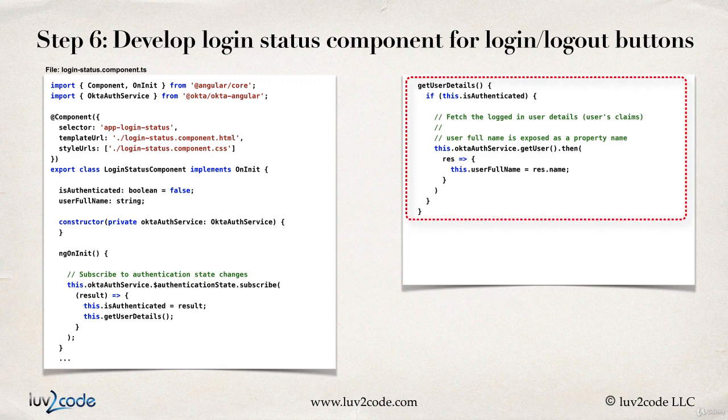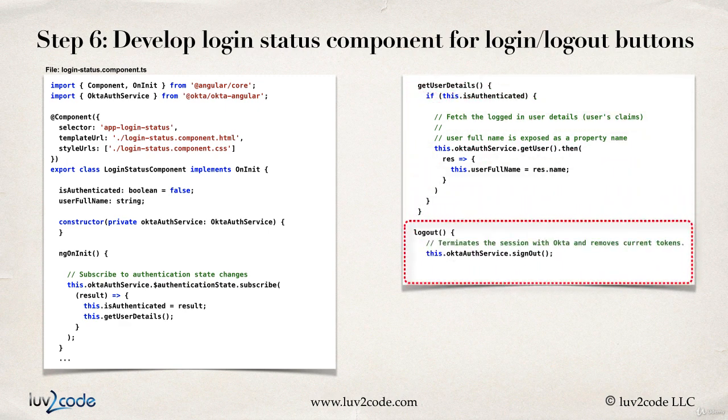And we check if this.isAuthenticated, then we'll fetch the logged in user's details, their claims, and the user's full name is exposed as a property called name. So here we'll say this.oktaAuthService.getUser().then. Once we get a response, we'll say this.userFullName equals the response.name. And then also at the bottom here, we'll have a logout method. When they actually do log out, we'll make use of the Okta auth service and sign out the user. And this removes the tokens that are associated with this given user.